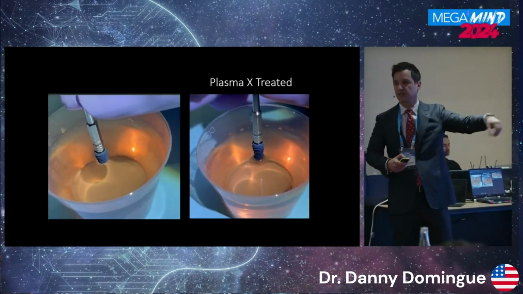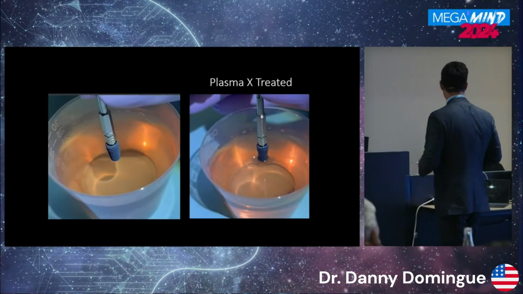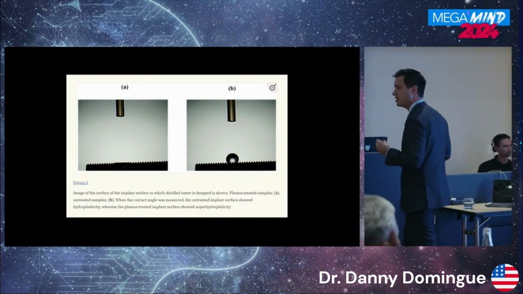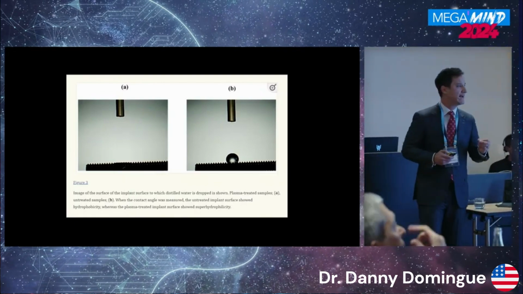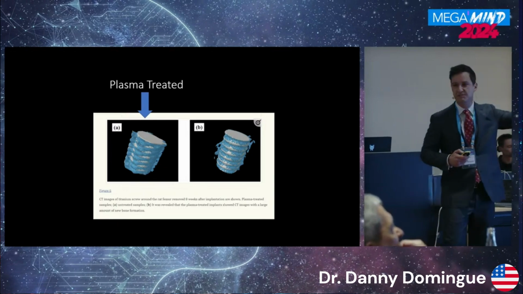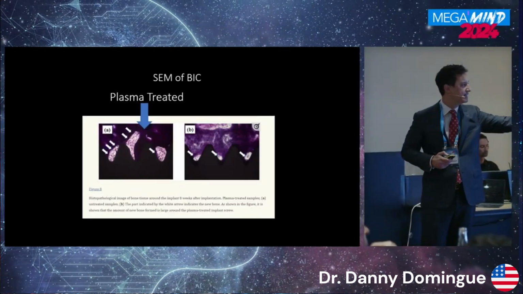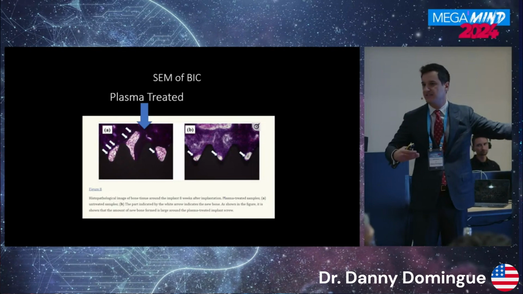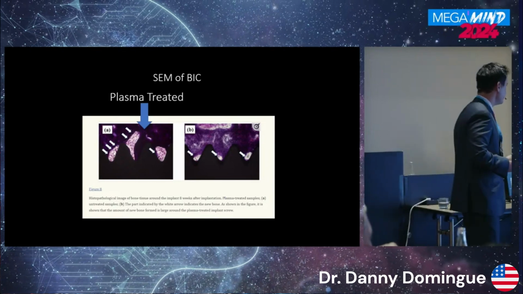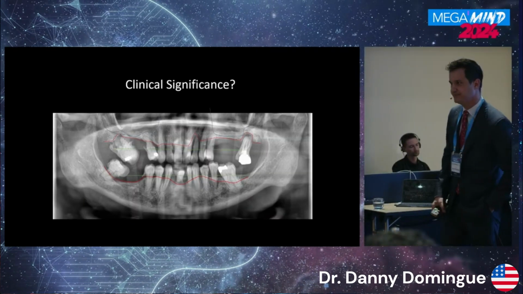Wettability of the implant surfaces is critical to the long-term success of our implants, and we have studies that show that plasma-treated implants increase bone contact. You get more bone faster around an implant. Why is that clinically significant?